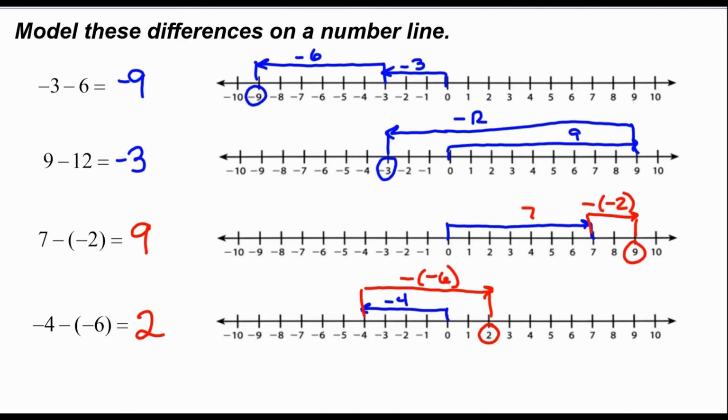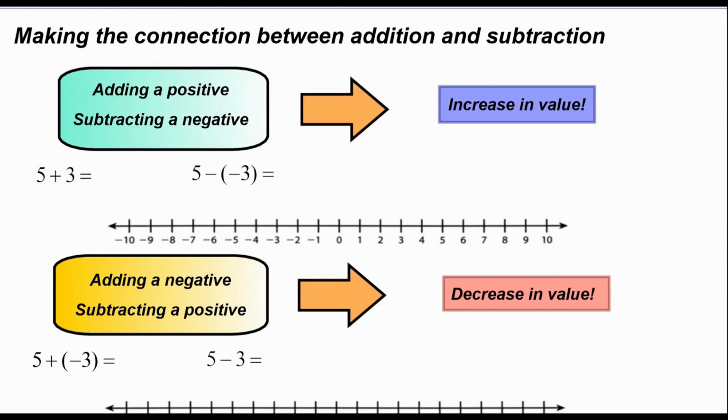So we can start to see what's happening here on the number line. It's really broken down to whether it's one of two things. You're either decreasing in value or you're increasing in value. Now, which one is going to do which? And we just talked about that. So here we're going to make that connection between increasing in value and decreasing value.